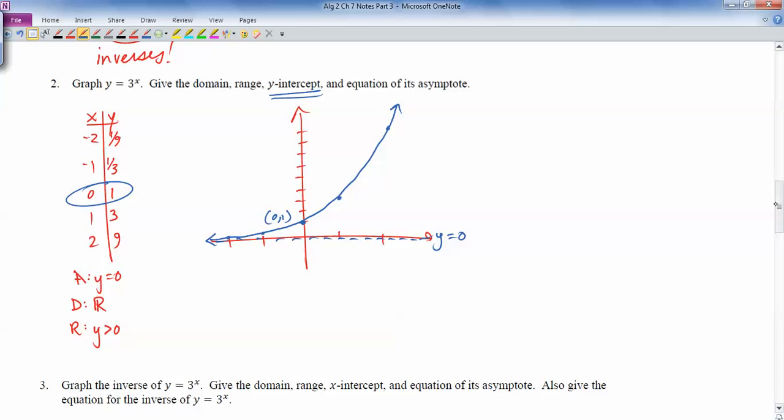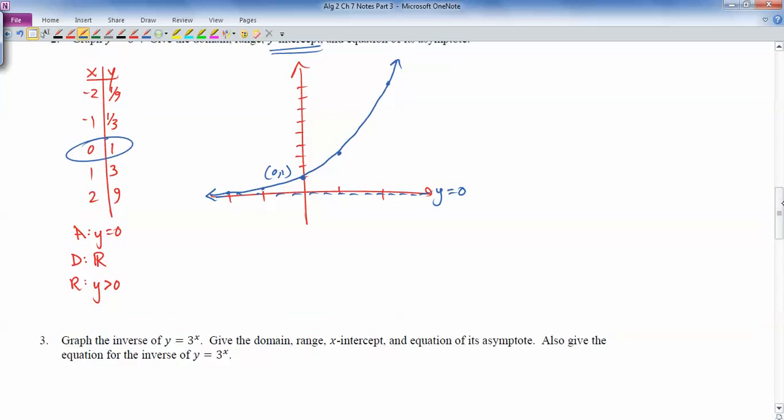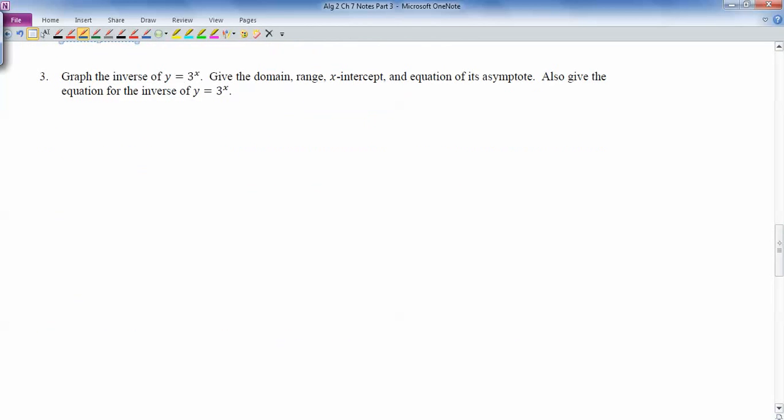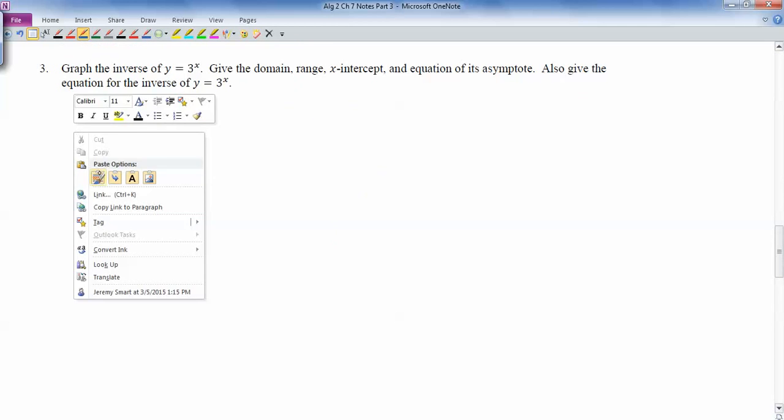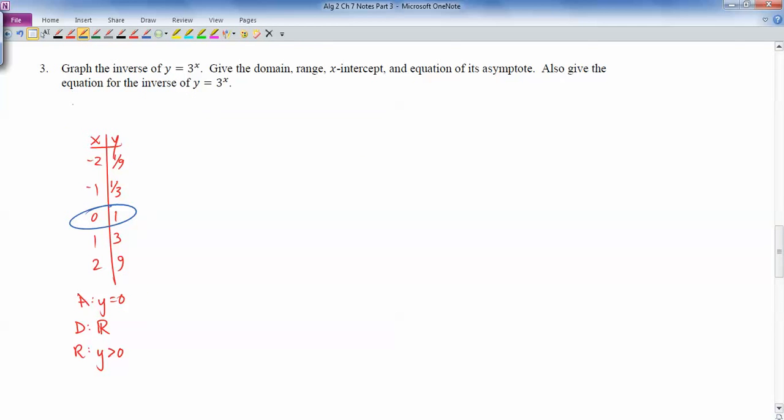Okay, now let's graph the inverse. Well, here's the original chart right here. So I'm just going to copy and paste that. Okay, this is for y equals 3 to the x. If I want the inverse of y equals 3 to the x, well, that chart just switches all the x and y values.